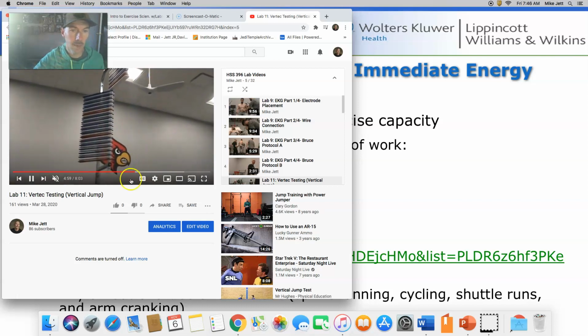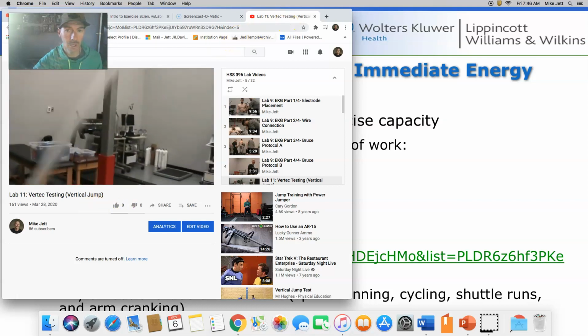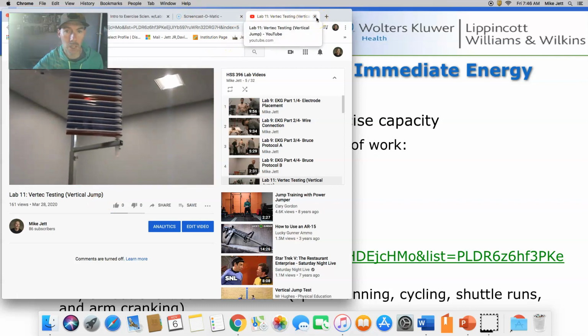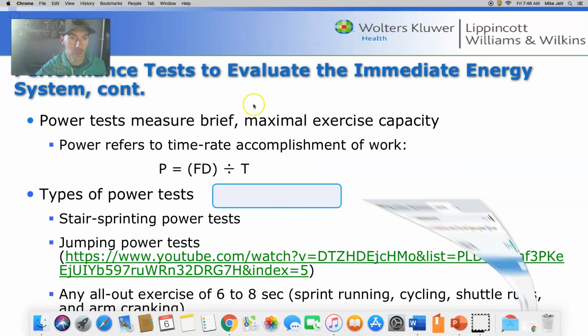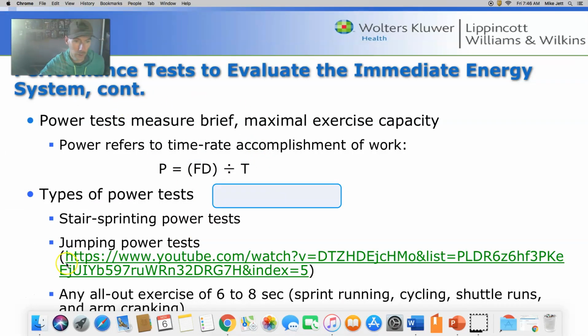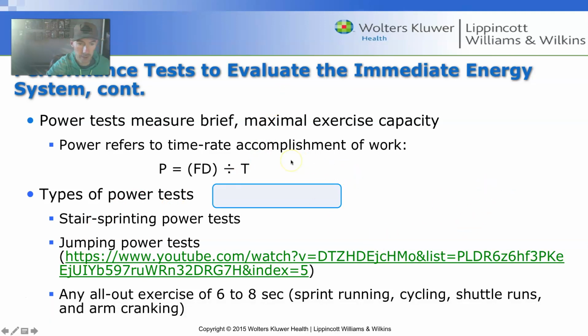So that's just an example of a test that we could use to evaluate muscular power or the ability of the immediate energy system to function, right? So I would then train Lindsay for 4 to 6 weeks doing a lot of explosive activities, and what I would hope to see is that her vertical jump would increase at least 1 inch, maybe more, depending upon how well trained she was beforehand. Okay.